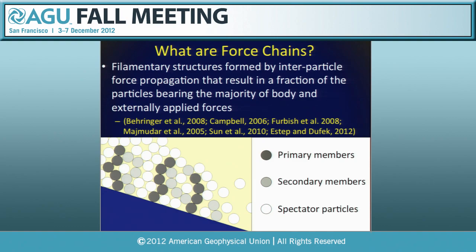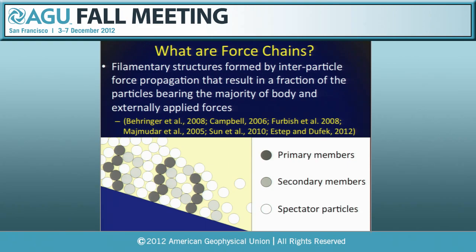Now, the big question so far probably is, what are force chains? Basically, these are filamentary structures that occur in granular materials where a small fraction of the total number of particles accommodate the majority of the body forces or externally applied forces in a system. This schematic here shows a granular flow moving down an incline, and the dark shading indicates primary force chain members. The lighter shades indicate secondary members, and the unshaded particles would be what we call spectator particles. A good way to conceptualize this maybe would be to consider a pile of apples on a table. If you were to remove an apple from the bottom of that pile and the pile collapses, you removed an apple that was a primary member of the force chain.